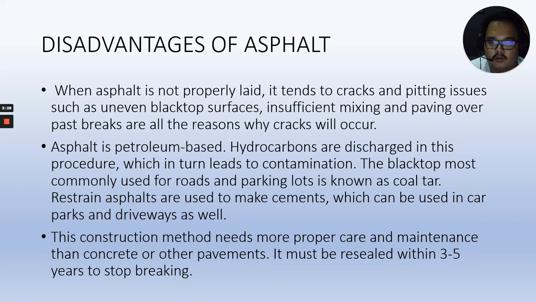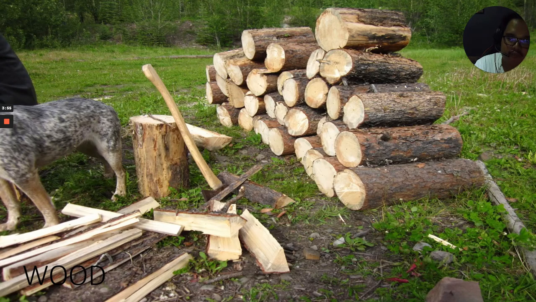Asphalt is petroleum-based. Hydrocarbons are discharged in this procedure, which in turn leads to contamination. The blacktop most commonly used for roads and parking lots is known as coal tar. Restrained asphalts are used to make cements, which can be used in car parks and driveways as well. This construction method needs more proper care and maintenance than concrete or other pavements. It must be resealed within 3 to 5 years to stop breaking.